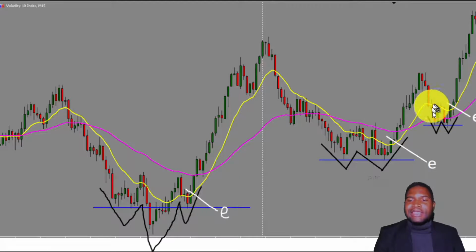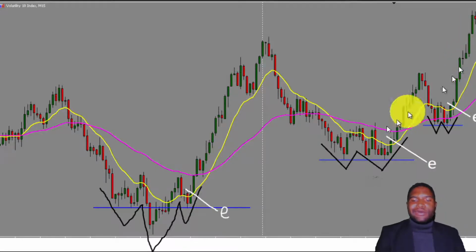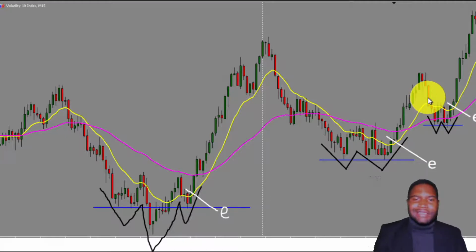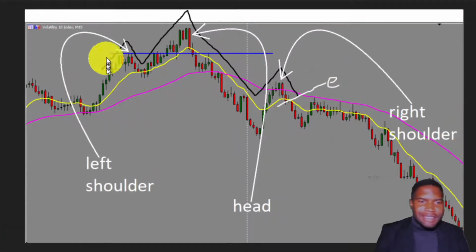So you can see that when you get this pullback to the 50 EMA using what we call the moving average crossover entry technique, if you enter right here, you could also realize quite a significant amount of profit. So you can see that you could have entered here, entered here, and entered here again, 3 times, always realizing a profit. We have another one right here, right?